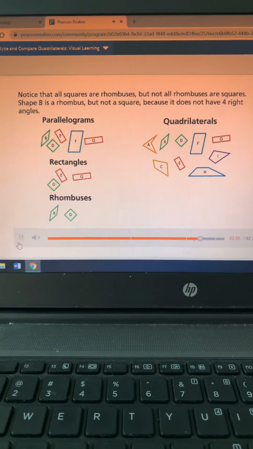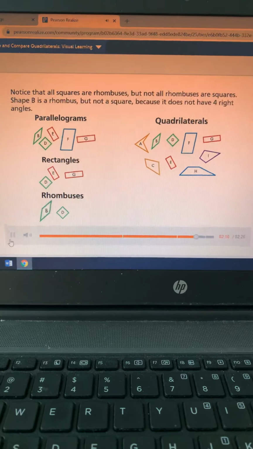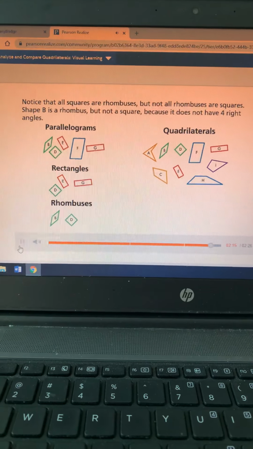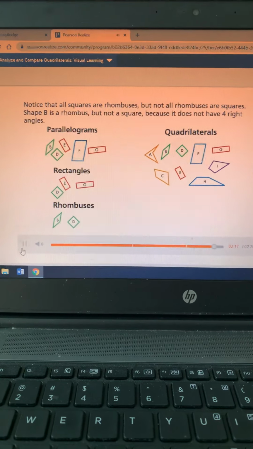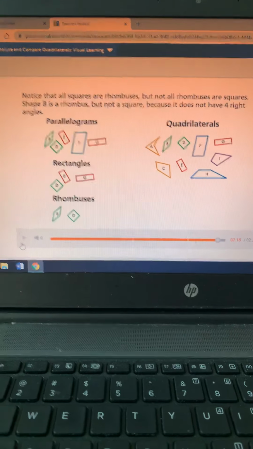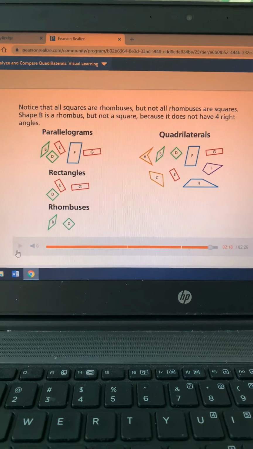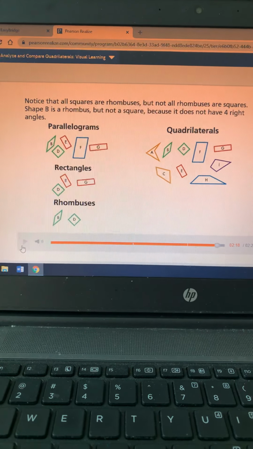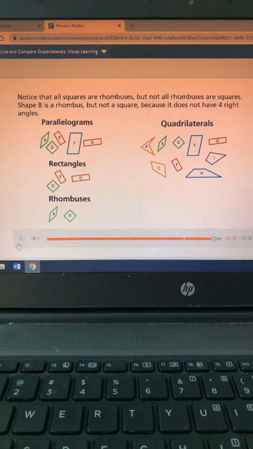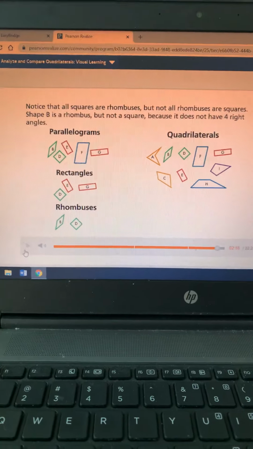Notice that all squares are rhombuses, but not all rhombuses are squares. Shape B is a rhombus, but not a square, because it does not have four right angles. We talked about that last week, and Logan talked about it on our Google Zoom. All right, and we went over it. A square and rhombus are different because a square has four right angles, a rhombus does not. Both have sides the same length, though.